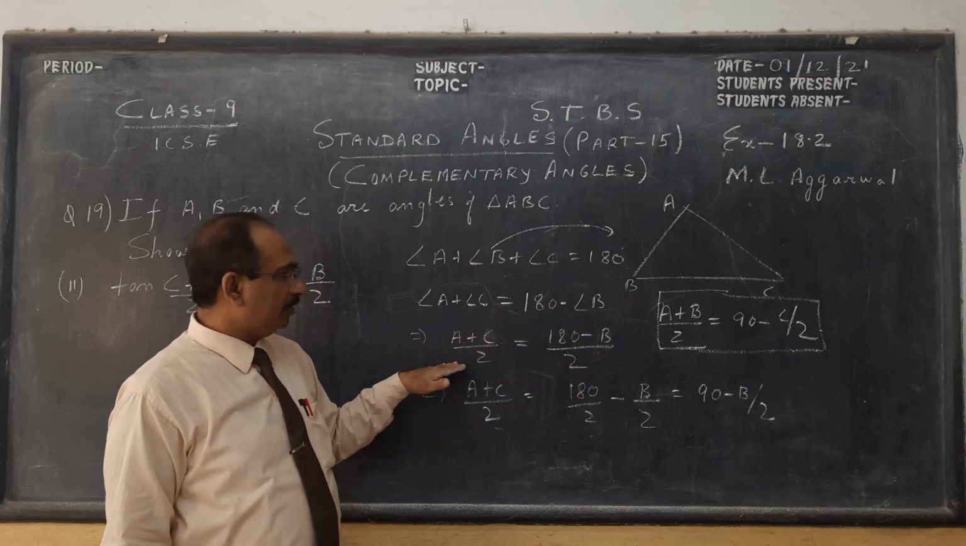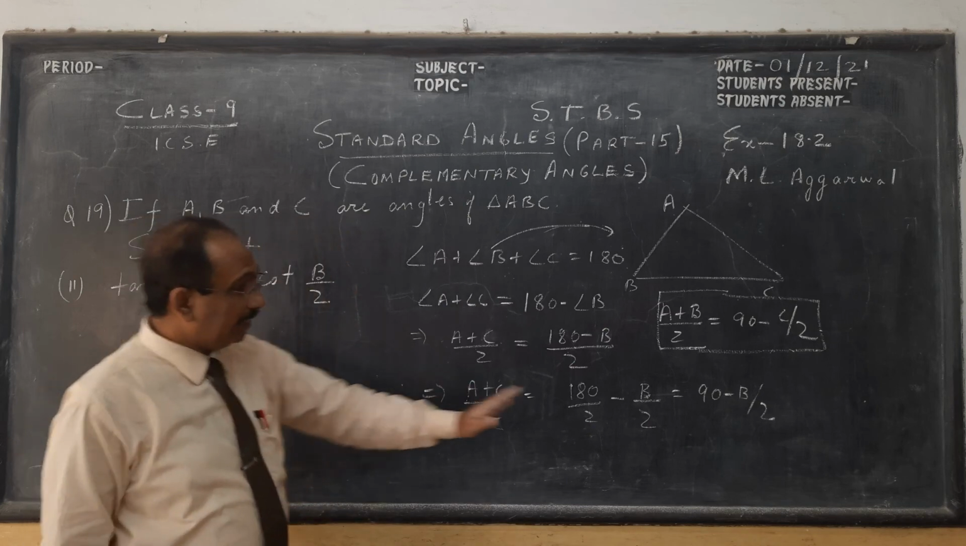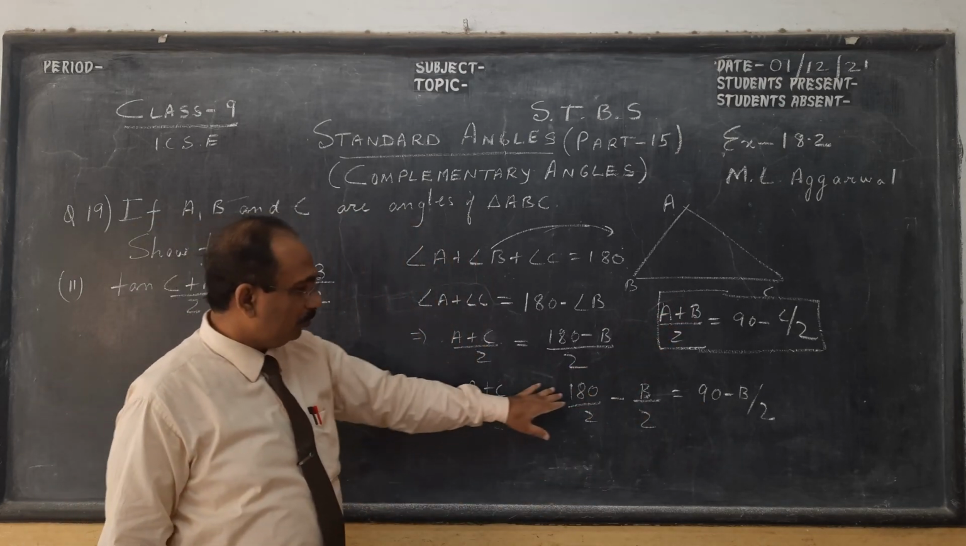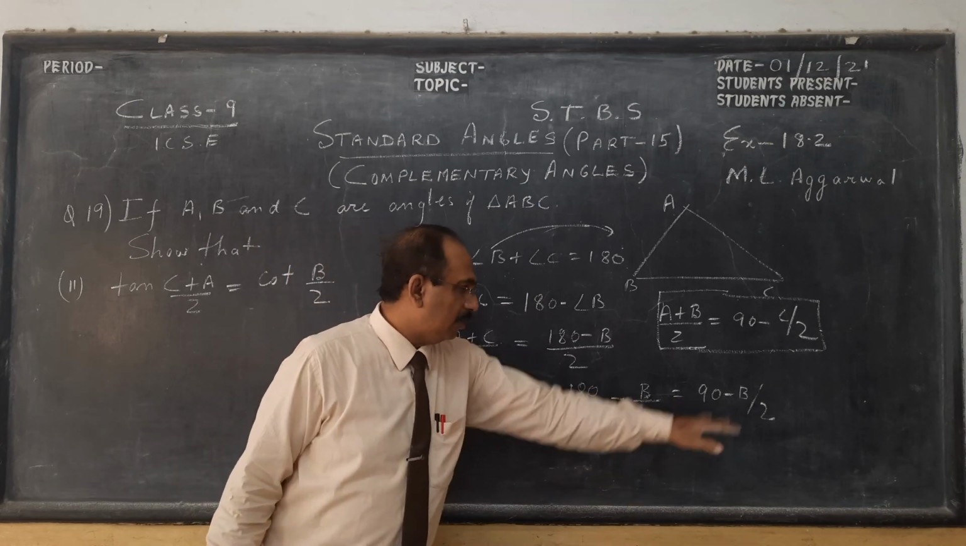A plus C we divide by 2, and here we divide by 2. Why do we need 90? Because 90 minus this will give me the other angle. So A plus C by 2 is 180 by 2 minus B by 2. So this is 90 minus B by 2.